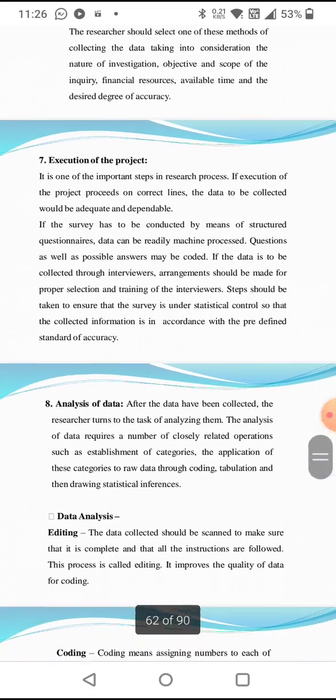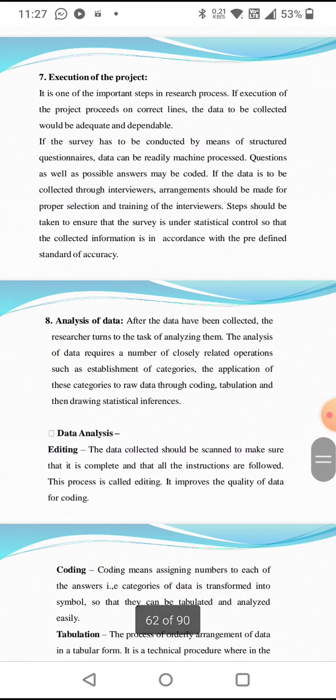Next, coming to the analysis of data. So what does it tell? After the data has been collected, the researcher turns to the task of analyzing the data. The analysis of data requires a number of closely related operations, such as establishment of categories, the application of these categories to raw data, either through coding, tabulation, and then drawing statistical inferences. The unwieldy data should necessarily be condensed into a few manageable groups and tables for further analysis. Thus, the researcher should classify the raw data into some purposeful and usable categories.